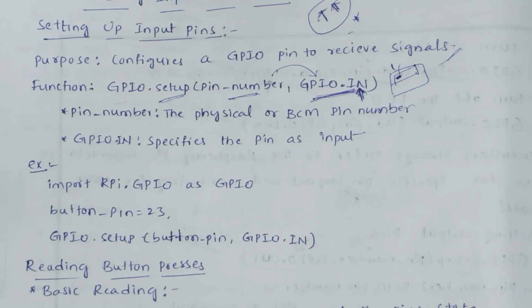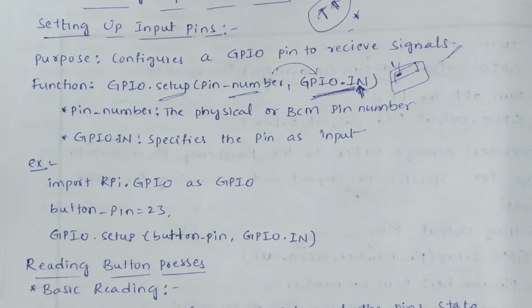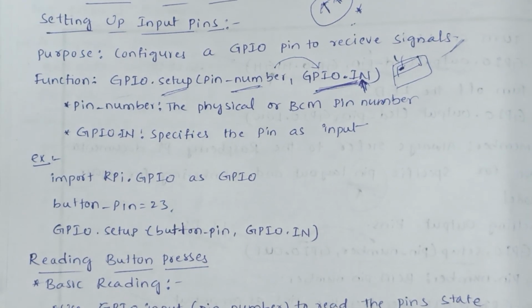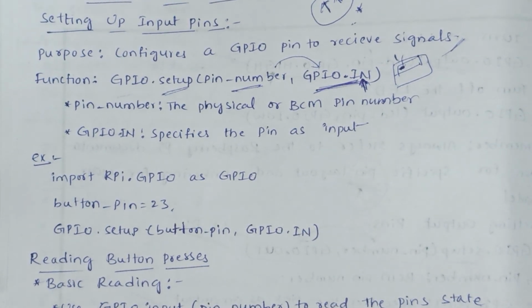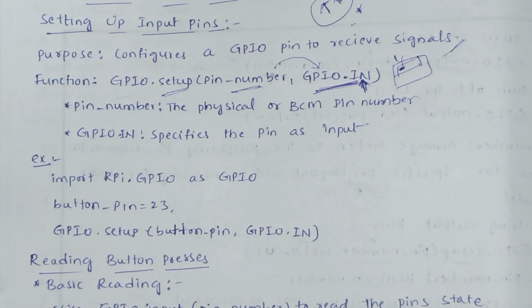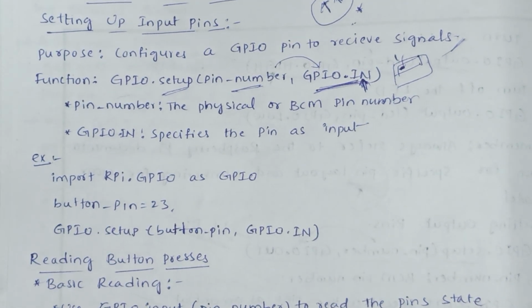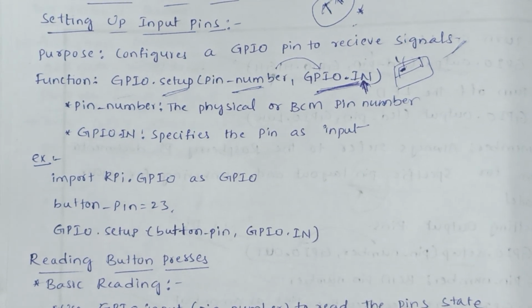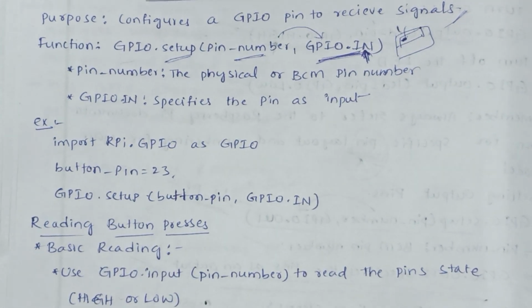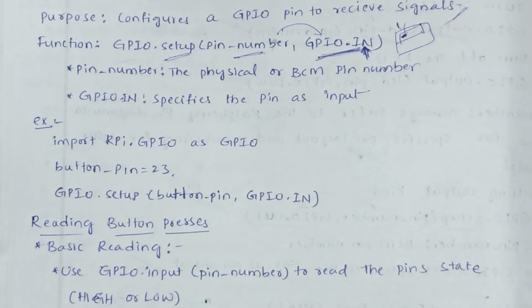Okay, next, pin number. What is the pin number? The physical or BCM pin number. We already discussed what the BCM pin number is. It is located in an application we download on our mobile. So while implementing practically, you should know what the BCM number is, what the application is, and what operating system we are using. That is nothing but the pin number. Next, GPIO.in specifies the input.